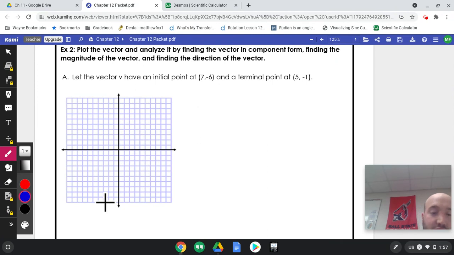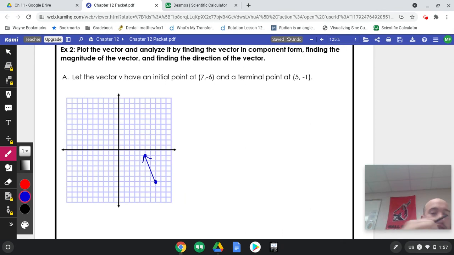So 7, -6. 1, 2, 3, 4, 5, 6, 7. Then down 1, 2, 3, 4, 5, 6. So that is where it starts. Okay, it's also at 5, -1. So right there. And we draw this in. Put our arrow on. Remember, it begins at initial, it ends at terminal.